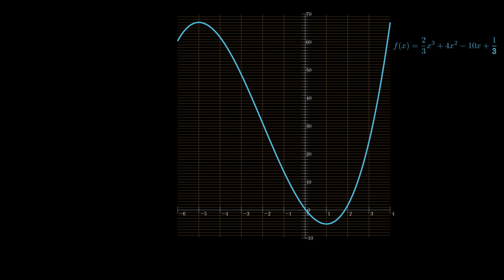5 steps for sketching a curve. First one, we want to find the derivative. So find the first derivative, find the second derivative, because we're going to use those algebraically.